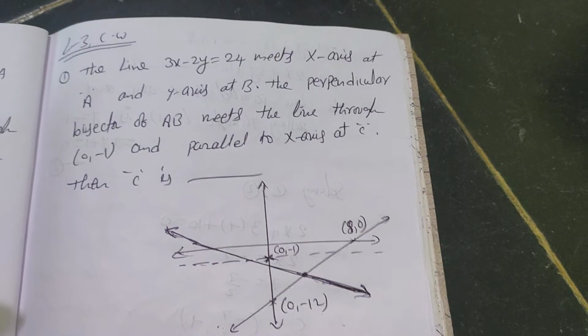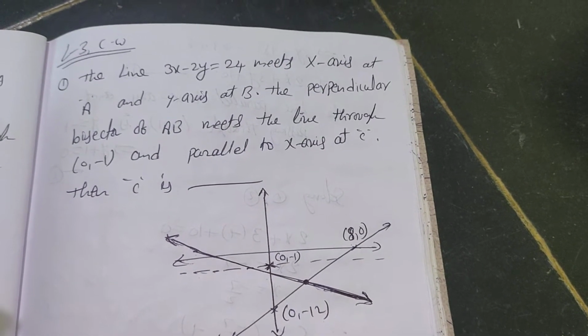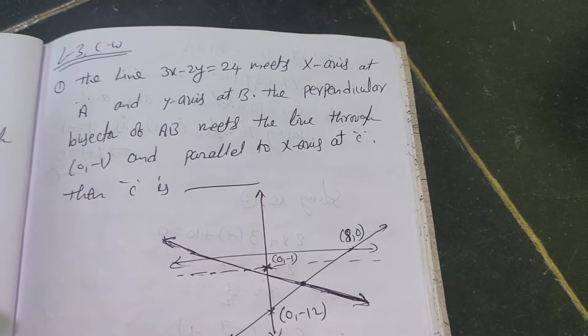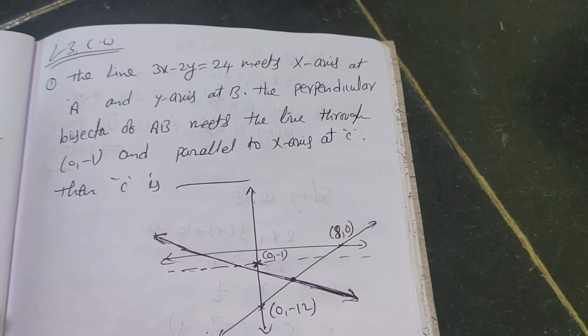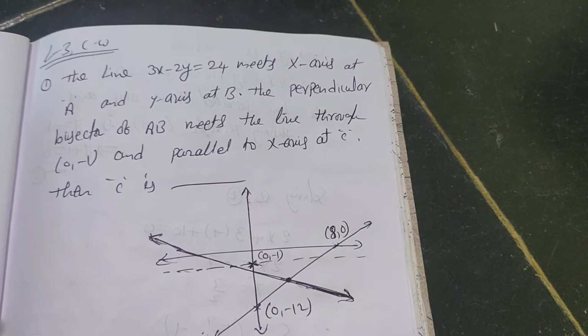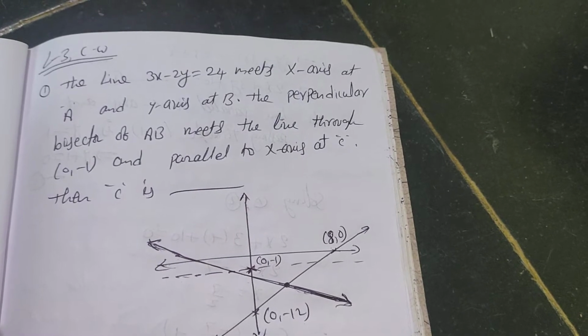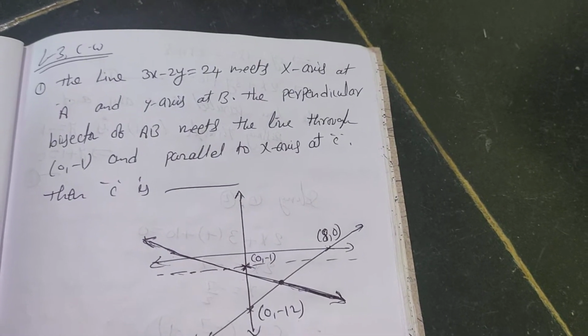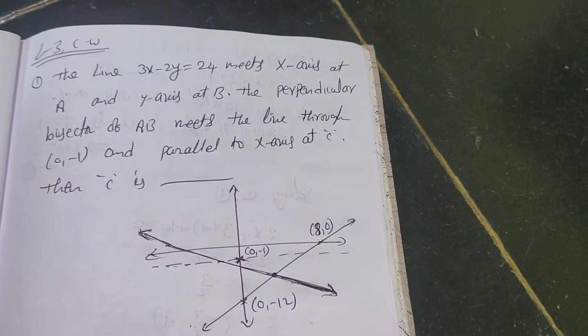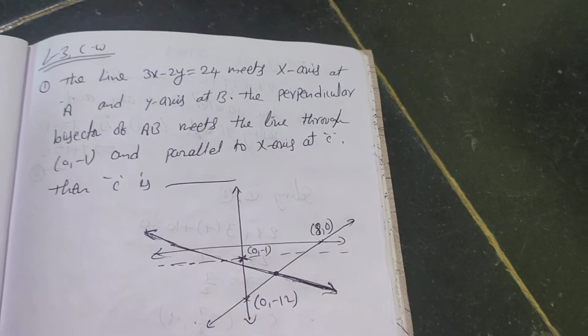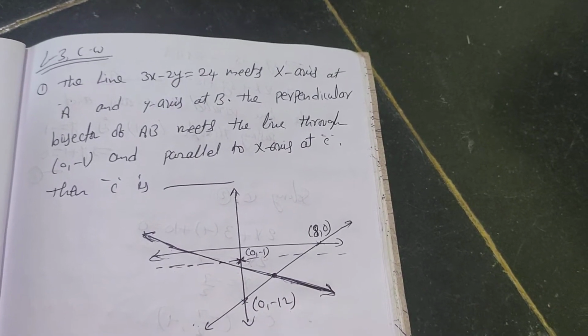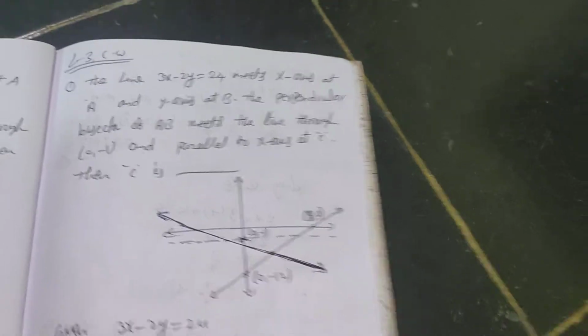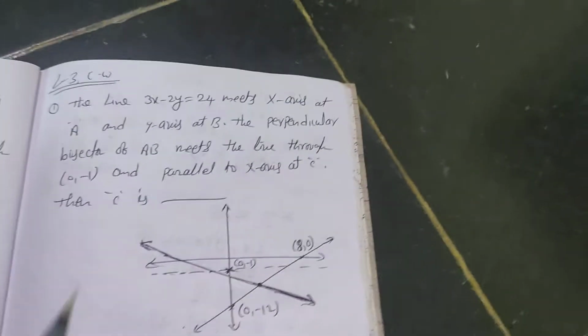My dear students, in this video I am explaining level 3 classwork questions. In this one, first question is the line 3x minus 2y is equal to 24 meets x-axis at A and y-axis at B. The perpendicular bisector of AB meets the line through (0, minus 1) and parallel to x-axis at C. Then find C. You should understand the question carefully.